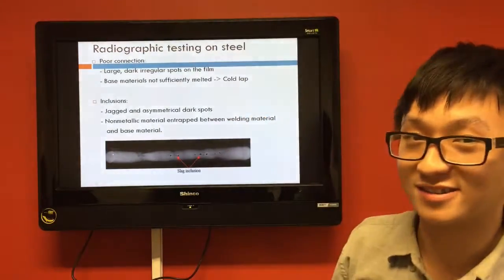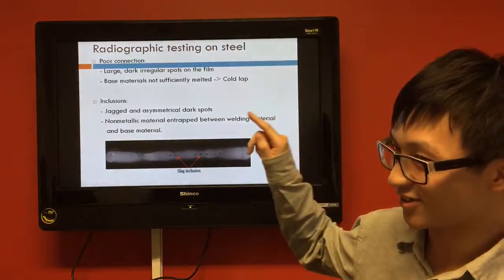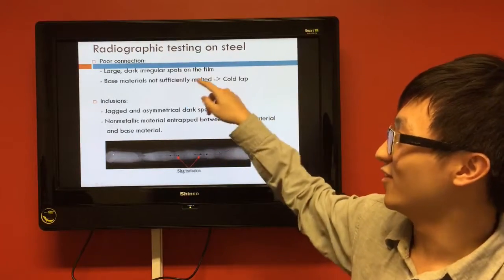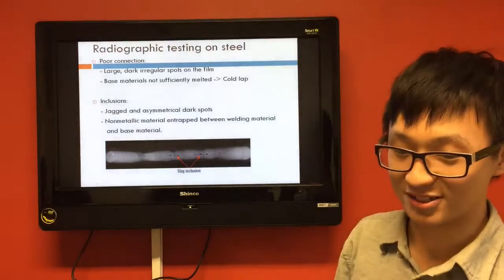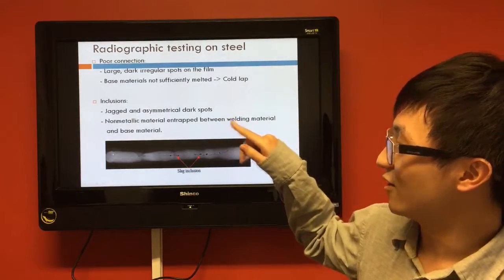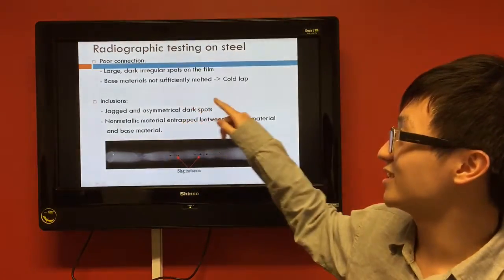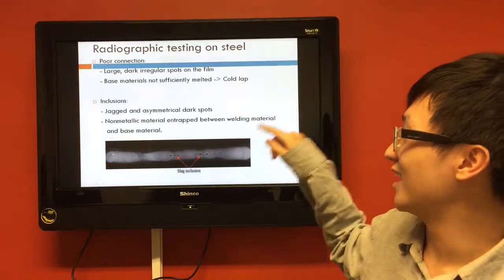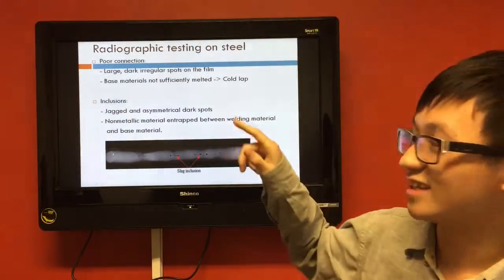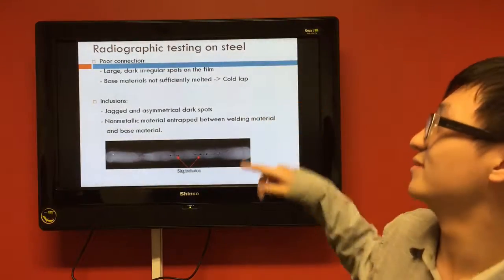Radiographic testing on steel. The features of the radiographic testing on steel can be shown here. The first feature is the poor connection. Poor connection means that large dark irregular spots are shown on the recording media, on the film, and it indicates that the base material is not sufficiently melted, causing a collapse.